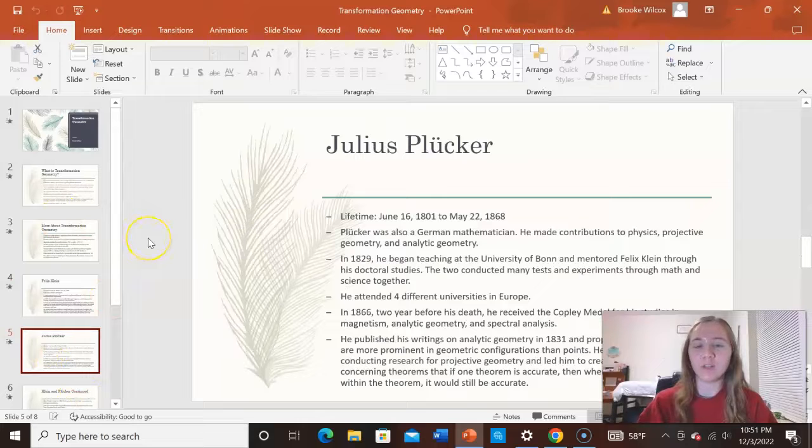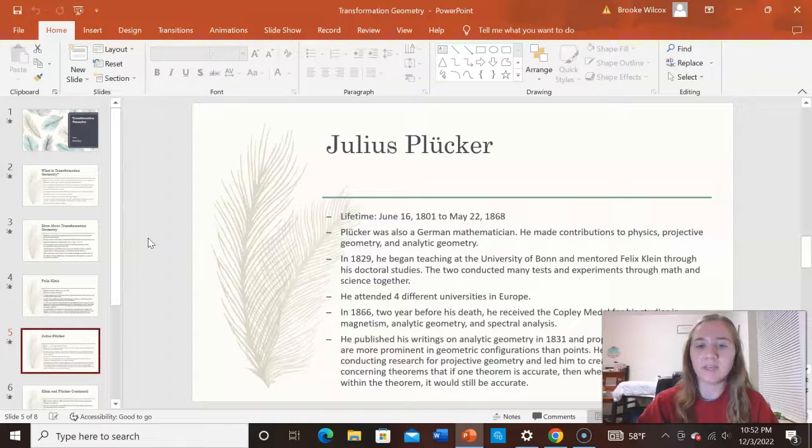Next, we have Julius Plucker. He was born on June 16, 1801, and died on May 22, 1868. Plucker was also a German mathematician. He made contributions to physics, projective geometry, and analytic geometry. In 1829, he began teaching at the University of Bonn and mentored Felix Klein through his doctoral studies.